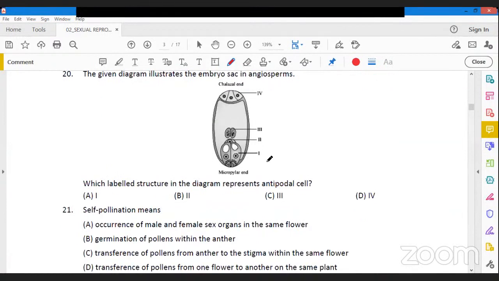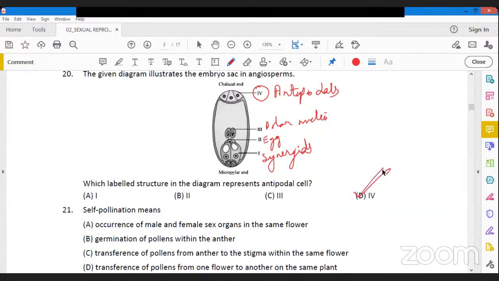Then the given diagram illustrates the embryo sac in angiosperms. Which labeled structure in the diagram represents the antipodal cells? So here these are antipodals. This is the polar nuclei. This is the egg, and this is the synergids. Done.